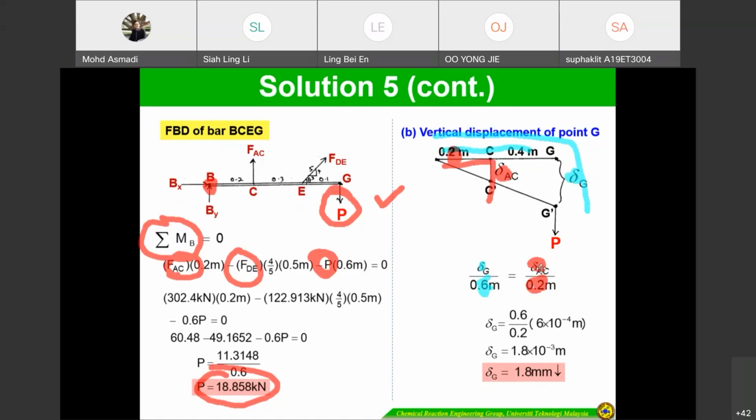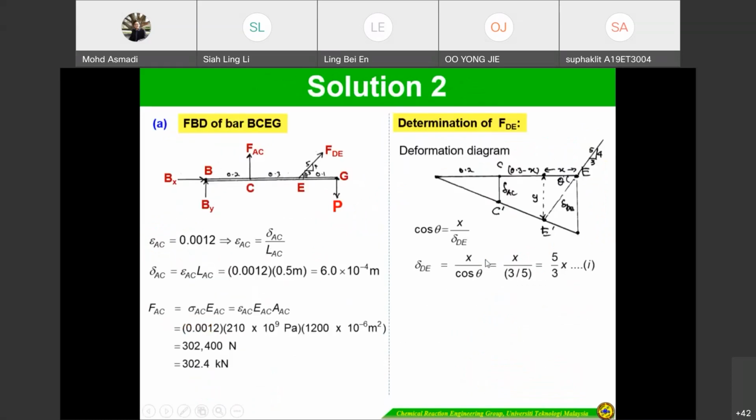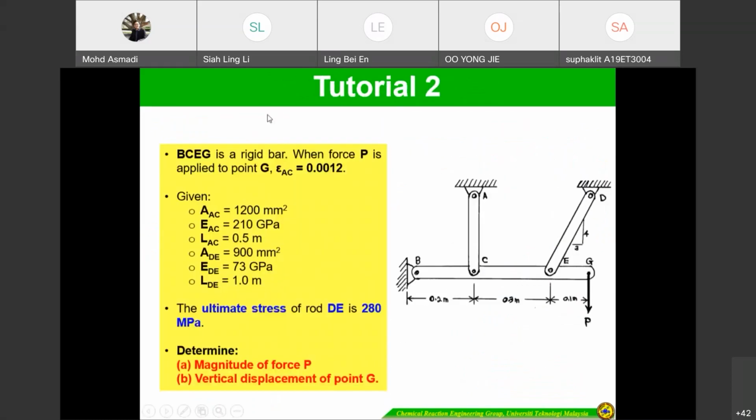So we know that delta AC already, so we just determine delta G, and we can get delta G. So that means the deflection is downward, go down, 1.8 millimeter, because we apply the force of 18.85. Definitely if you look at here, the deflection is going to be downward from the picture, right? Because you pull this one, and this one is tension, this one is tension, this one is fixed.